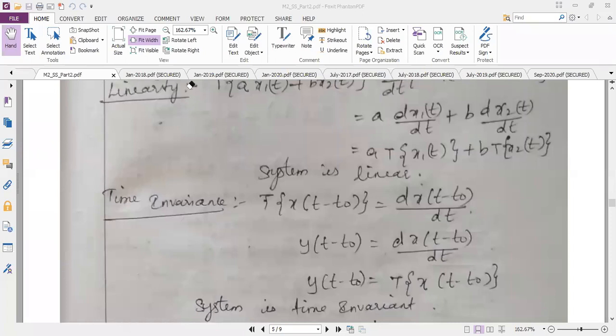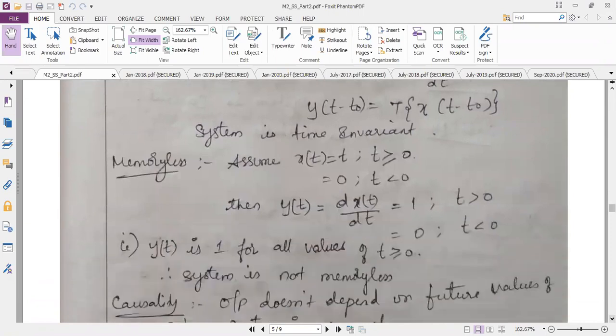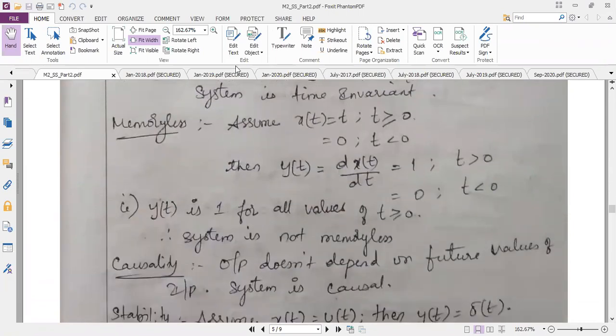So now I am going to give you the important hint for memory, causal, and stability. Listen, any problem if you have a question with differentiation or integration of input x of t, then please make a note: it comes under not memoryless, always. This is another hint I am giving here.